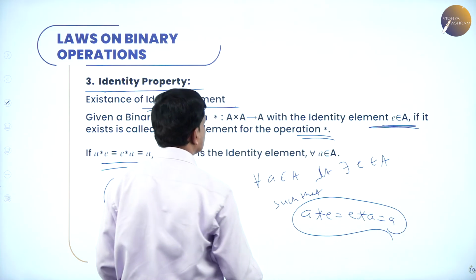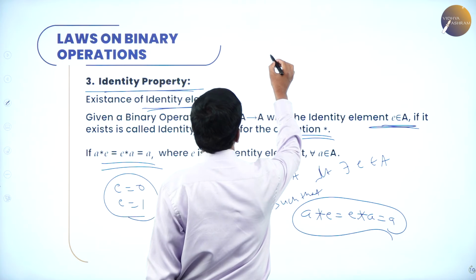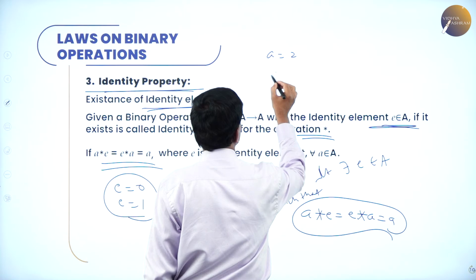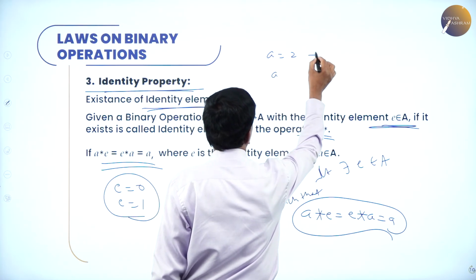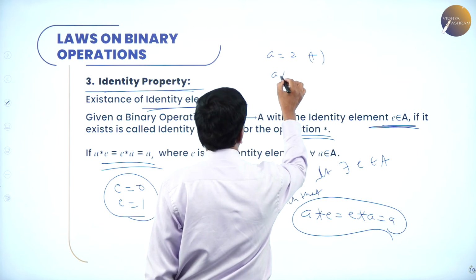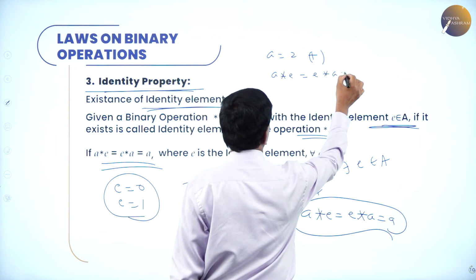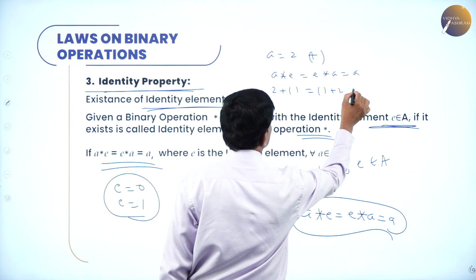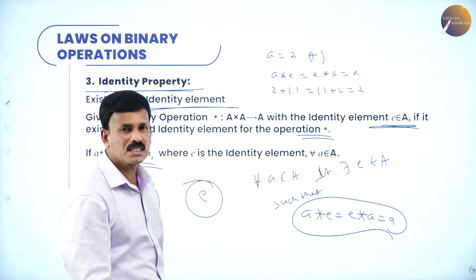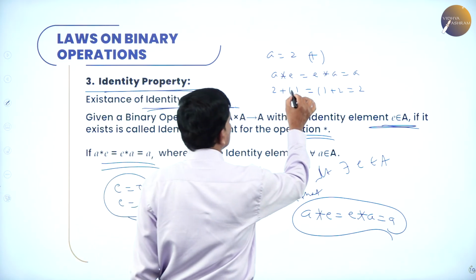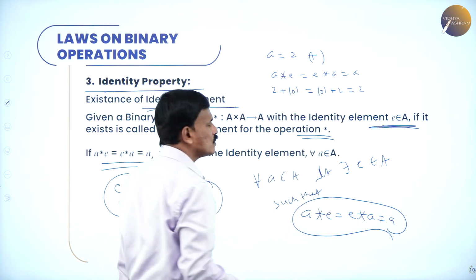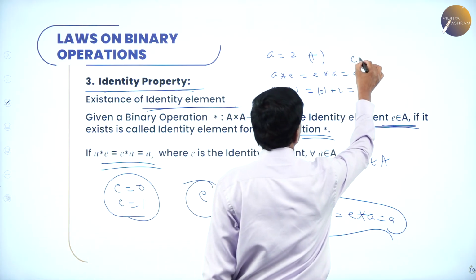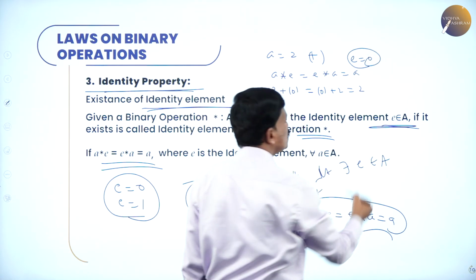I will give an example for this. If I take any element, say A is equal to 2, then what is the verification? With respect to addition, plus, what is the property? A star E is equal to E star A is equal to A. So A is 2, plus something is equal to 2. So 2 plus something is equal to 2 means 0. If you put 0, then only 2 plus 0 is equal to 0 plus 2 is equal to 2. So we can say that the identity element is 0 with respect to addition. E is equal to 0.